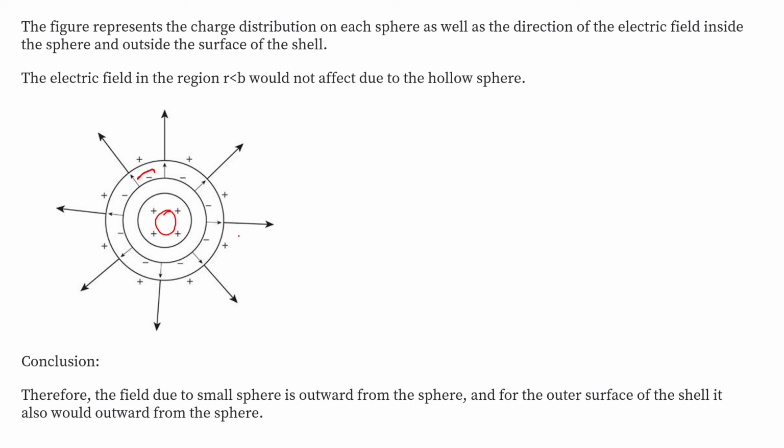Therefore, the field due to the small sphere is outward from the sphere, and for the outer sphere shell it also would be outward from the sphere as we can see. The charges are also distributed according to electrostatics, and also the electric field as we calculated is also shown.